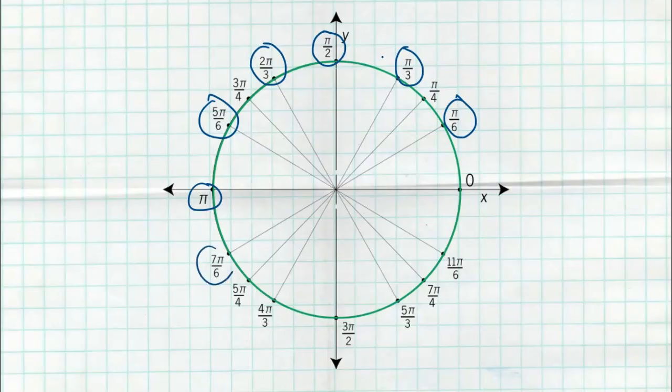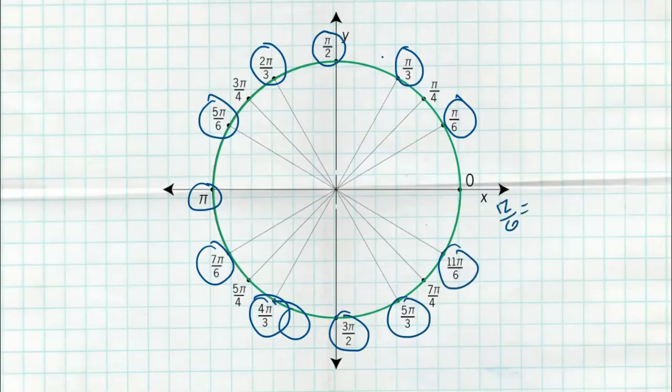And then we continue on: 7/6, 8/6, 9/6, that reduces to 3/2. 10/6 reduces to 5/3. 11/6, and then we get all the way to 12/6. But guess what? 12/6 would be a full circle, 2 pi.